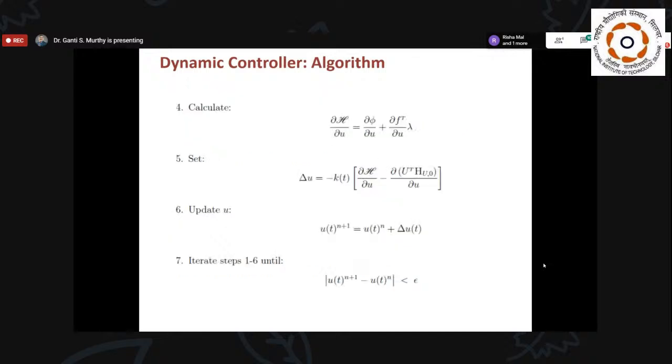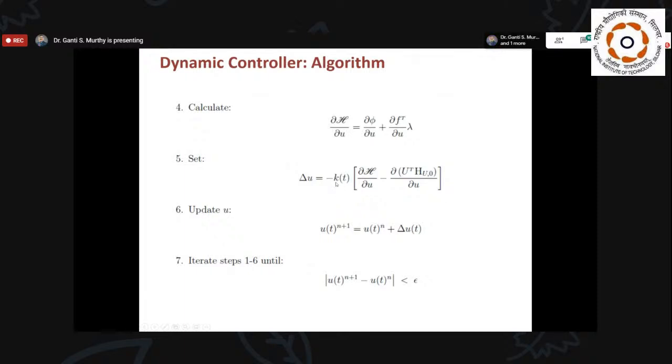Now, in the third step, we calculate this Hamiltonian as this one: del H by del U plus del F transpose by del U into lambda. This is the gradient of the Hamiltonian, del H by del U. Then we can also calculate U transpose into del H by del U. Once we calculate that, we set our delta U, which is our change in the control, as this one: minus K(t) into this parameter here and this term here.